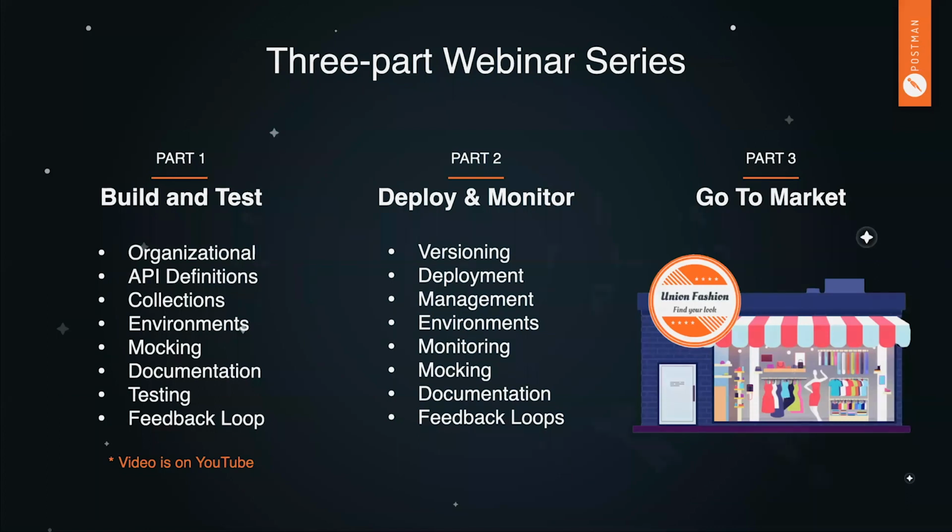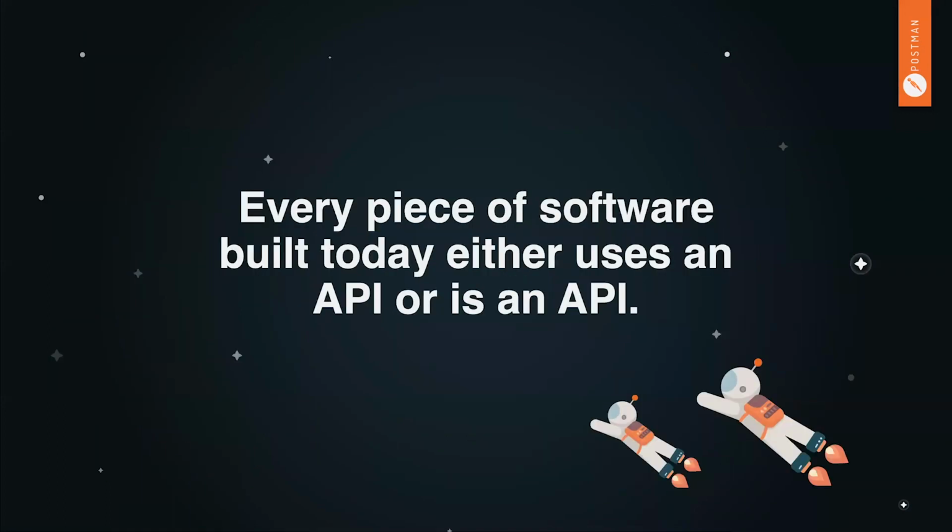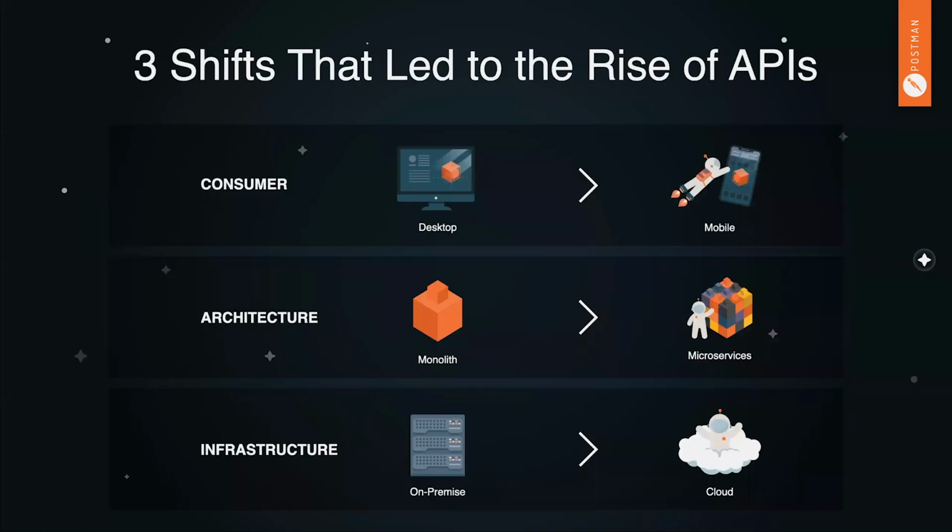So why are we here today? Every piece of software either is an API or uses an API. They're ubiquitous. They're behind everything that we're doing online and on our mobile devices. But really, it's been 3 shifts that got us here. It was the consumer shift from desktop to mobile, putting the internet in all of our pockets. It was the enterprise moving from building monolith applications to building more distributed microservice-driven applications.